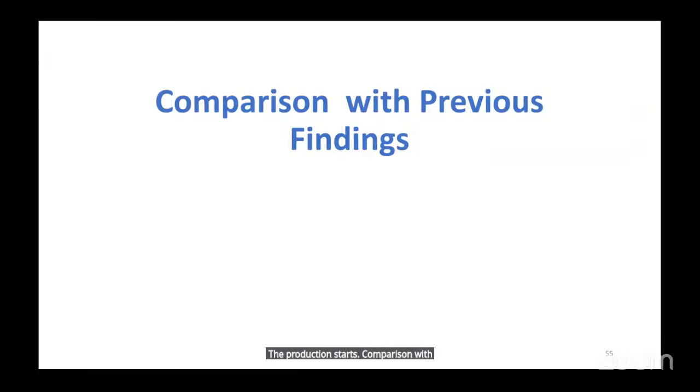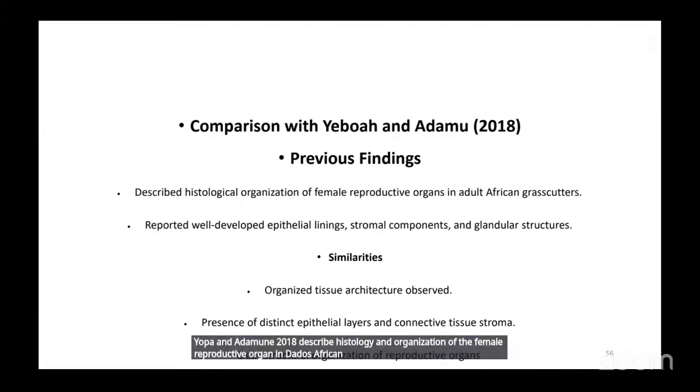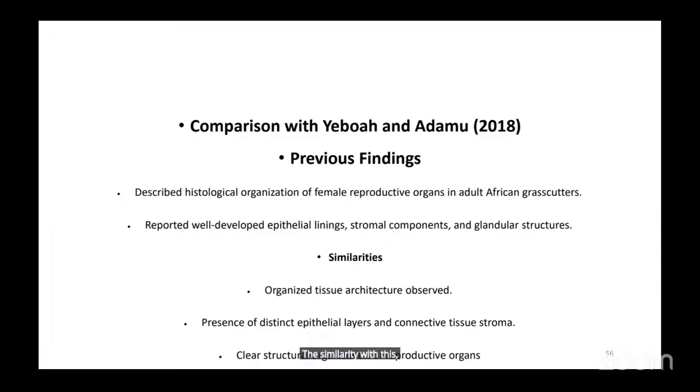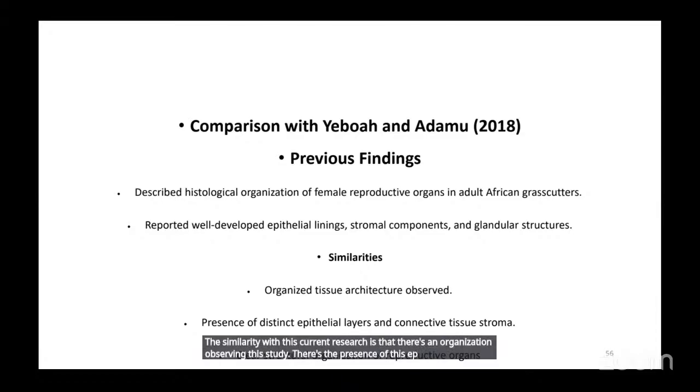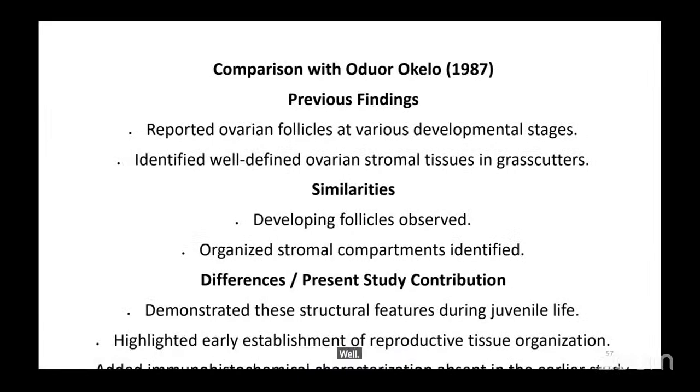Comparison with previous findings: Yoba and Nadamun 2018 described the histology and organization of the female reproductive organs in adult African greater cane rats, and they reported a well-developed epithelial lining, stroma components, and glandular structures. The similarity with this current research is the organized tissue architecture observed in this study. There is the presence of epithelial layers and connective tissues, but a clear structural organization of the reproductive organs was observed in the adult, while this was not observed in the juvenile state.